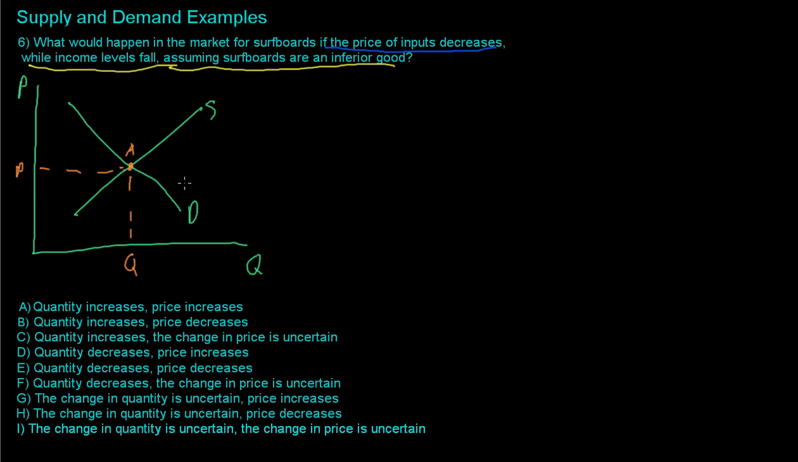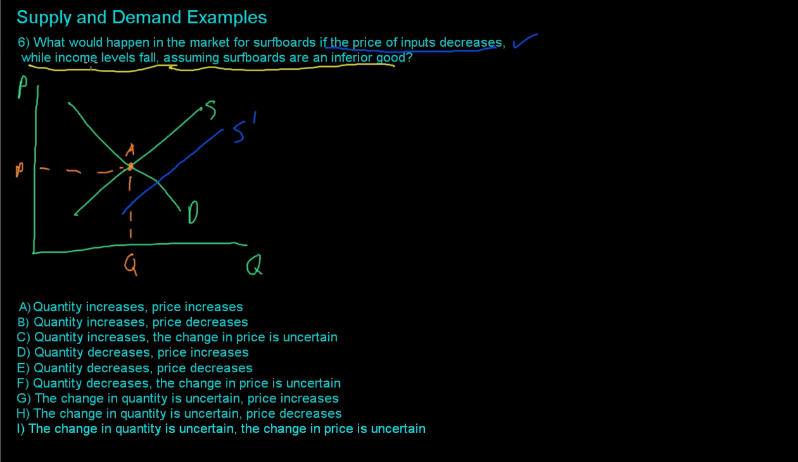to go ahead and have an increase in supply because it's now cheaper to make surfboards because the price of inputs decreased. So supply will shift from the green supply labeled S to the blue supply labeled S1. And that's all that we need to do for the blue part, so that's done. And now we have the yellow part.